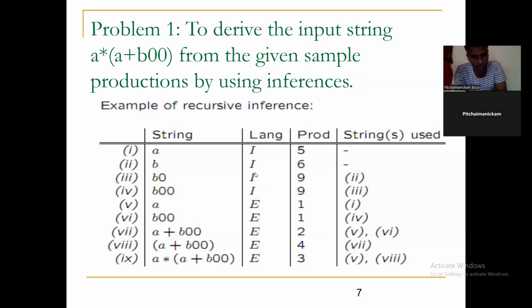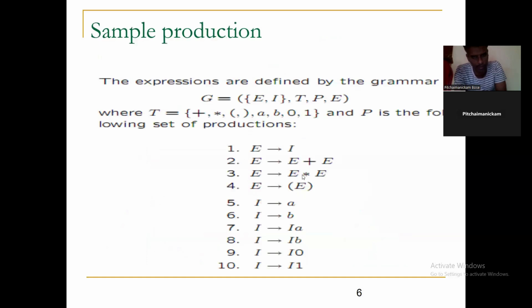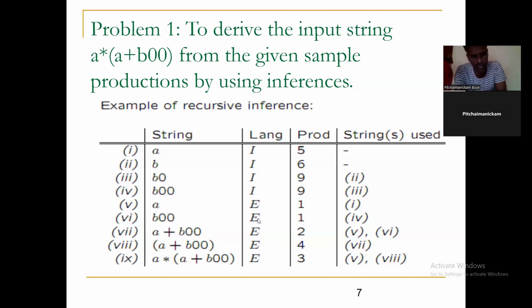E is an expression. But we are not able to perform the addition operation for the identifier. So what we are going to do: an identifier has to be converted into the expression. So E tends to I tends to A, so A is an E here. There is B00, there is E. So again, we have two different expressions that should be added. So E plus E, that is A plus B00, is called an E. This is one expression.